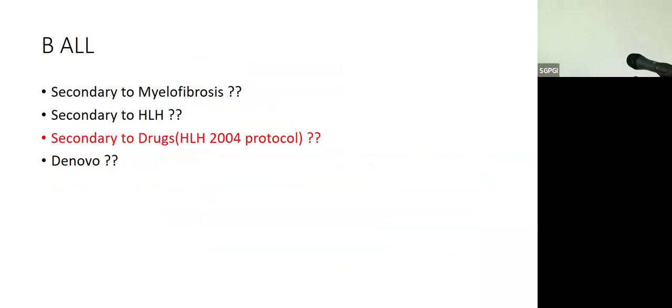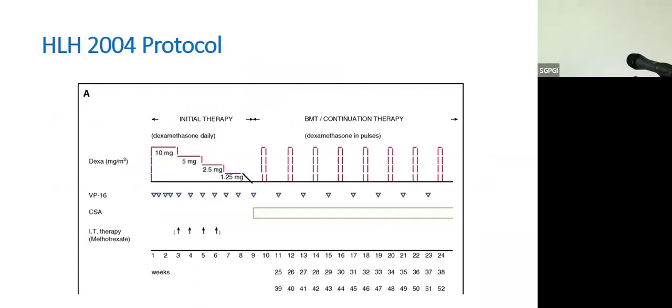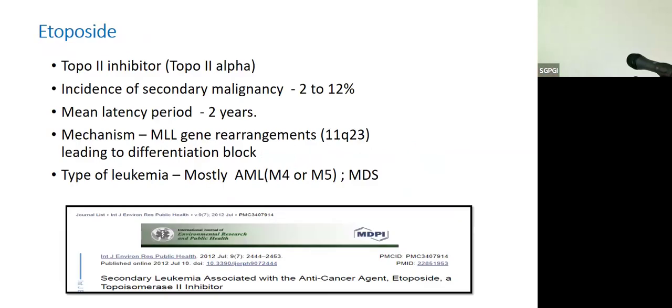The third possibility was drugs, right? So what drugs do we give in the HLH protocol? We usually use these drugs: dexamethasone, VP-16, a topoisomerase inhibitor, cyclosporin, and intrathecal methotrexate, right? These are the 4 drugs which are given for at least a period of 8 weeks, depending on the condition. Etoposide is a topoisomerase inhibitor, which is associated with secondary malignancies. But all of them again are AML, and the mechanism is the MLL gene rearrangement. So all leukemias which have been known to be associated with etoposide are mostly AMLs or MDS.